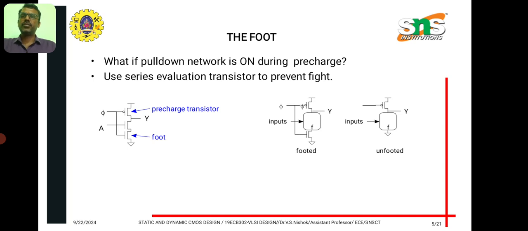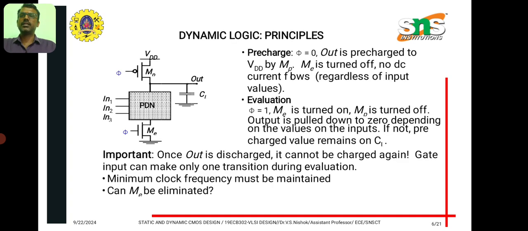Coming to the foot part. Just imagine if the foot NMOS transistor is not there. Then during the pre-charge mode, that is when the PMOS transistor is on, based on the input variable there is a possibility of the output flowing towards the ground. So that is why we need the foot with the help of an NMOS transistor here.